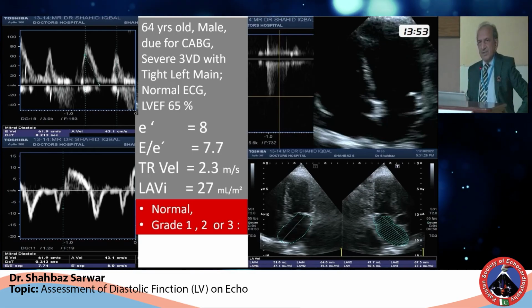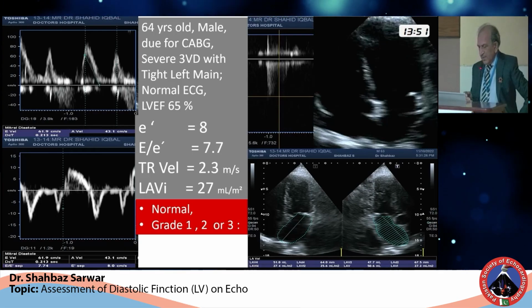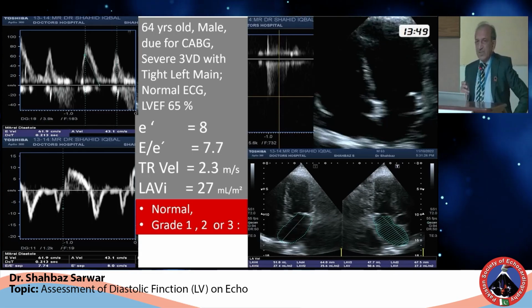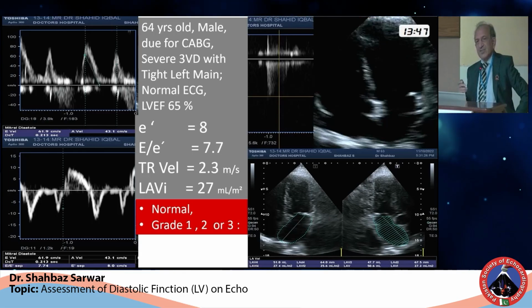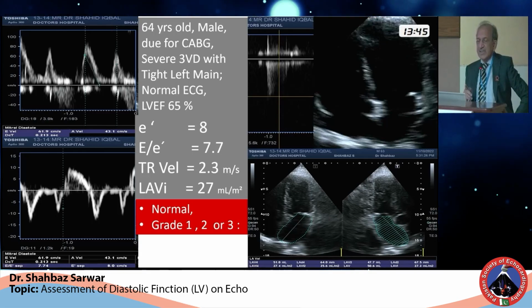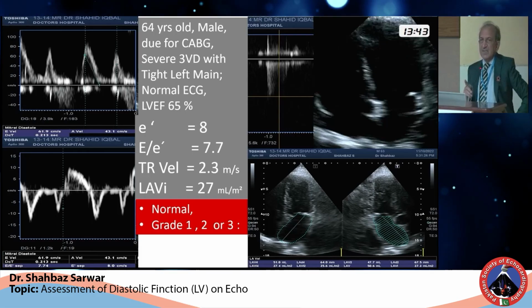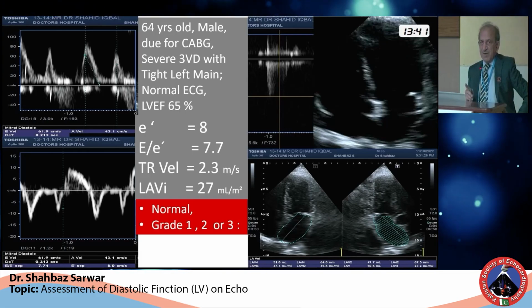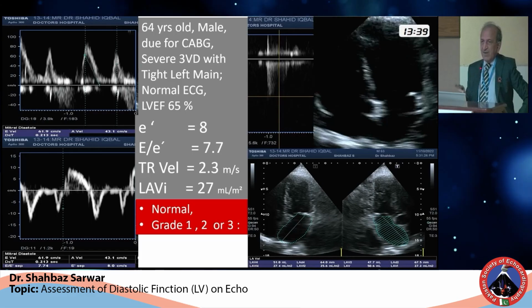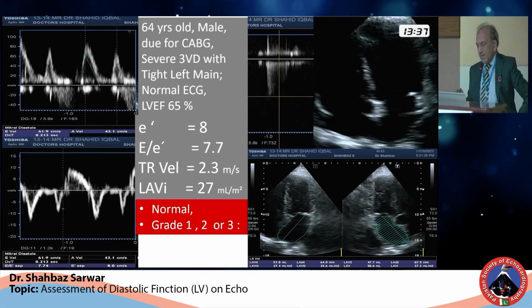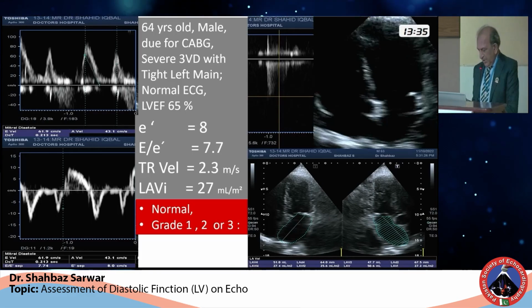Normal, yes. So having severe coronary artery disease or some form of heart disease does not always mean that they will have diastolic abnormality. We can have indeterminate kind of things, but their diastology can be purely normal.